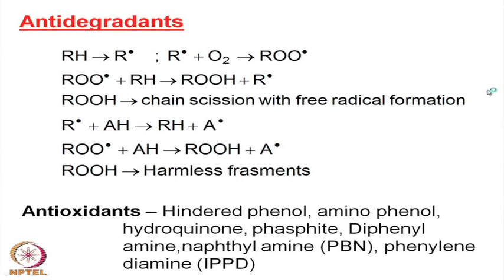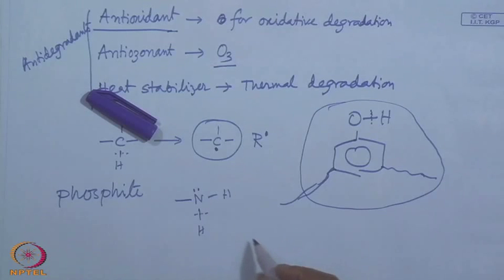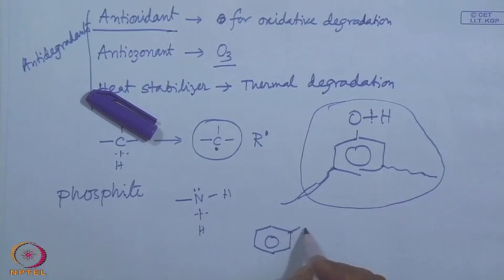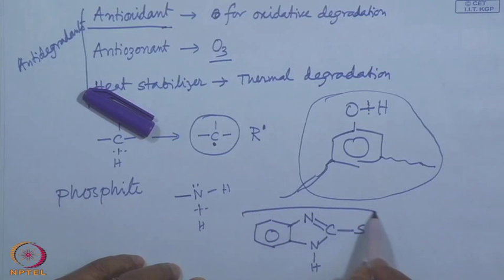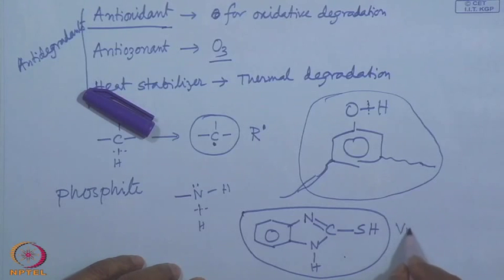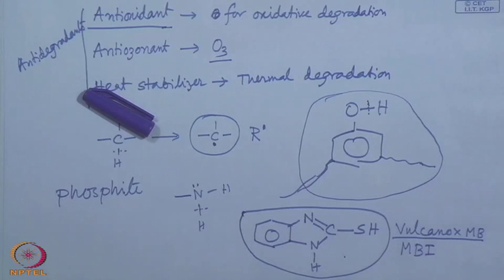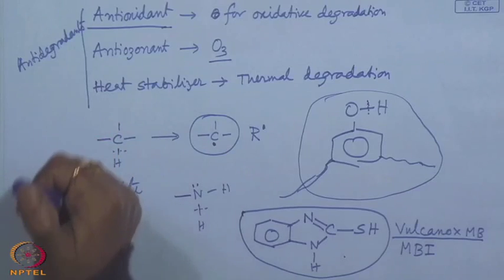Now, there is one antioxidant made by Bayer, Germany, that is mercaptobenzimidazole. The formula of this mercaptobenzimidazole is this. This is a very good antioxidant as well as antiozonant, marketed as MBI or Vulcanox MB. In other words it is known as MBI, mercaptobenzimidazole, or the company's name is Vulcanox MB, and the chemical name is mercaptobenzimidazole.